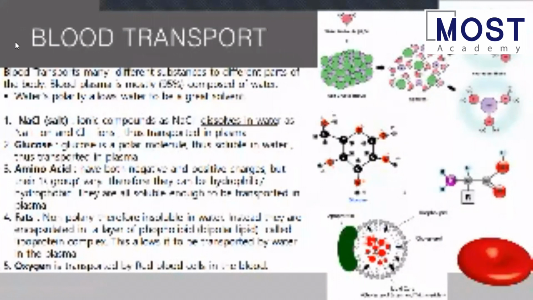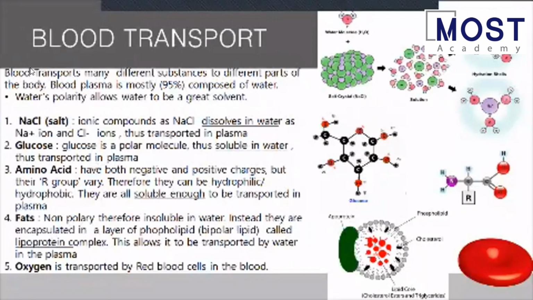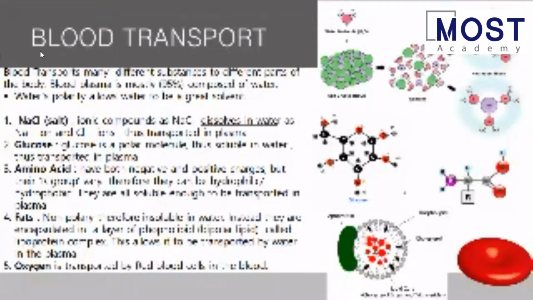And glucose is also a polar molecule, meaning it has charges, so it can easily dissolve in water as well. So it can also be transported through the blood plasma. Amino acids, these are the building blocks of protein. Some are negatively charged, some are positively charged, and depending on what R group they have, they could be hydrophilic or hydrophobic. Hydrophilic means it likes water and it can connect with water. Hydrophobic means it's scared of water, so it repels water.